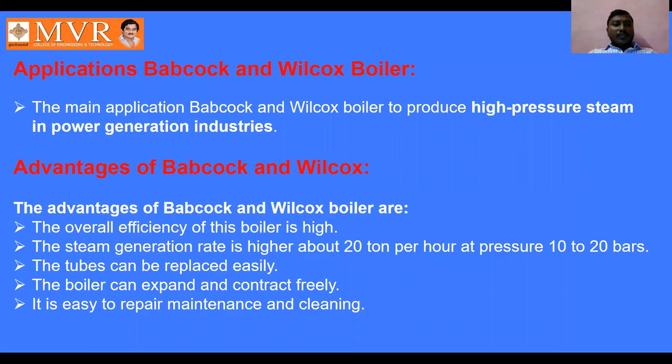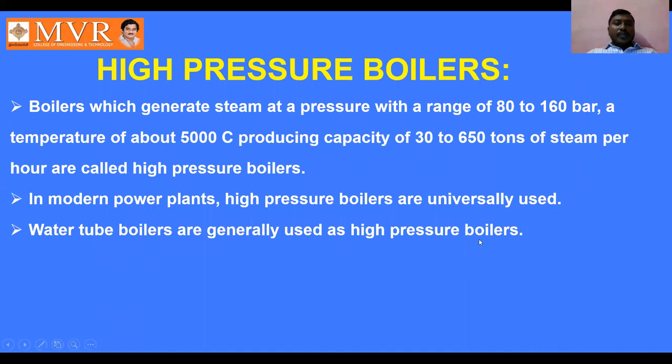Coming to the next topic, we have high pressure boilers. Boilers which generate steam at a pressure in the range of 80 to 160 bar, at a temperature of about 500 degrees Celsius, with a steam producing capacity of 30 to 50 tons of steam per hour, are called high pressure boilers. In modern power plants, high pressure boilers are universally used. Water tube boilers are generally used as high pressure boilers.